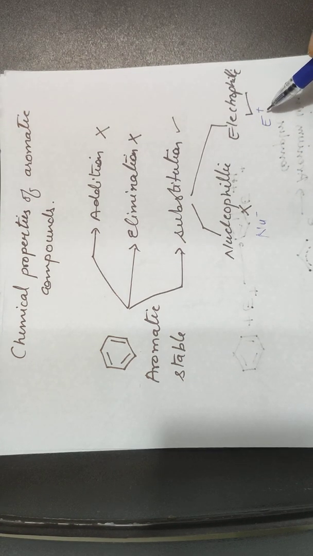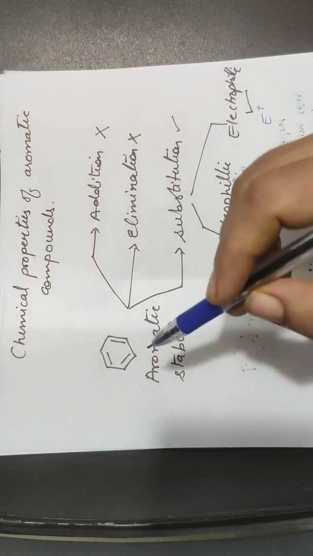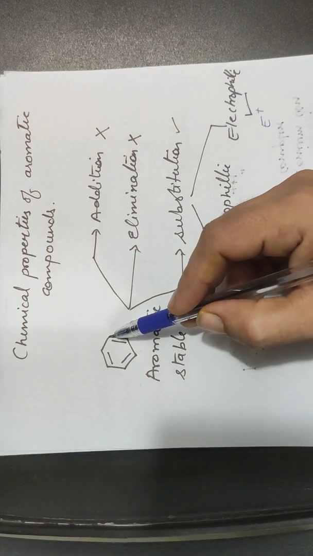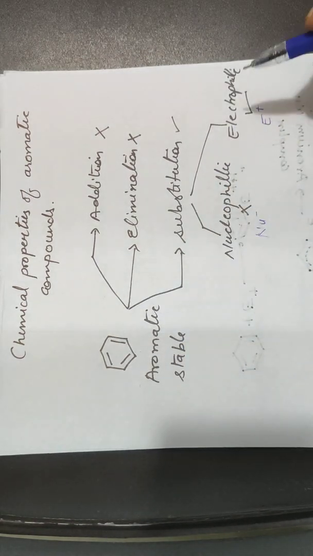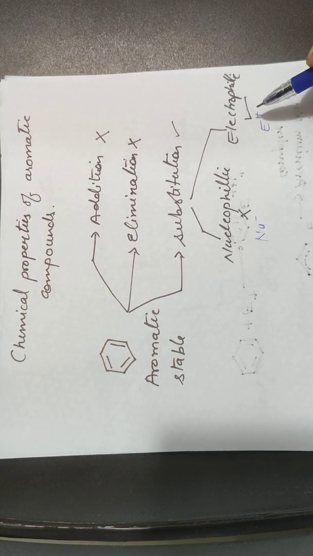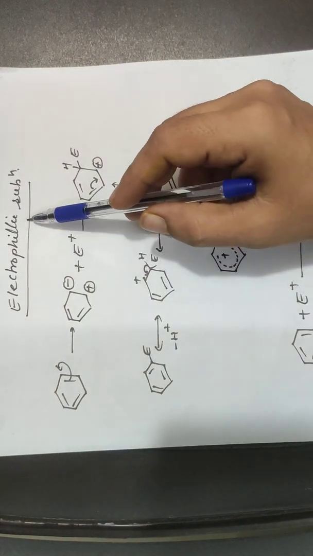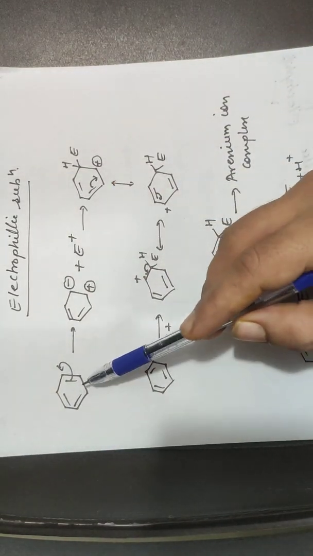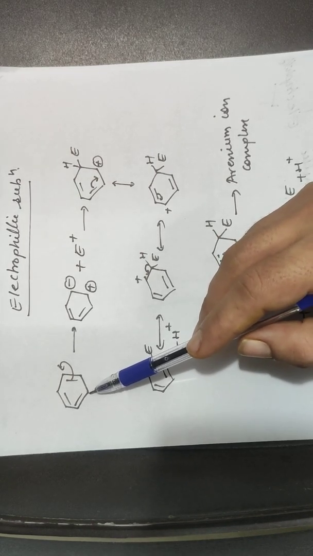E plus, the electrophile, can easily attack on this benzene ring and it can replace the hydrogen present on the benzene ring easily from this aromatic compound. That's why aromatic compounds can show the electrophilic substitution reactions very easily. How does this electrophilic substitution reaction occur? There is an aromatic compound. The most common example is benzene.